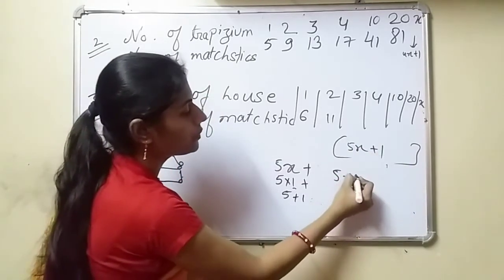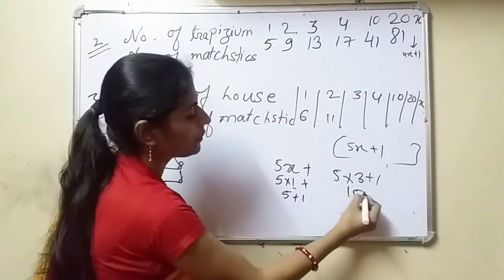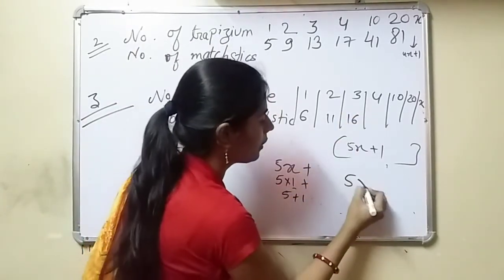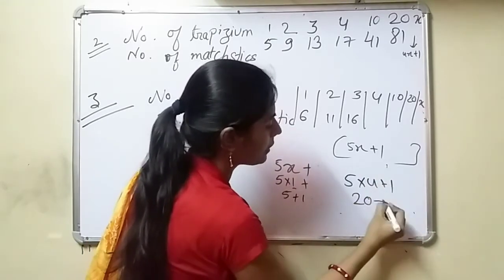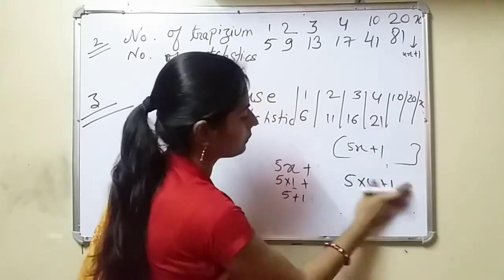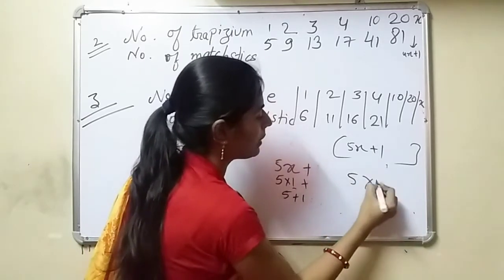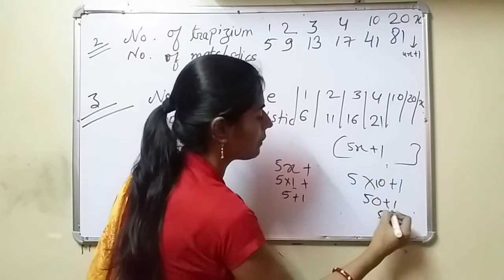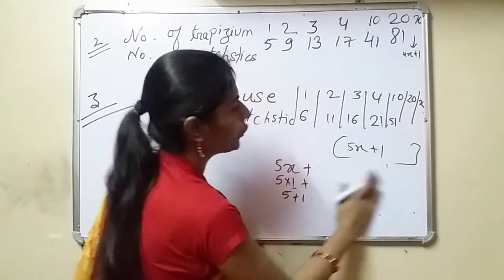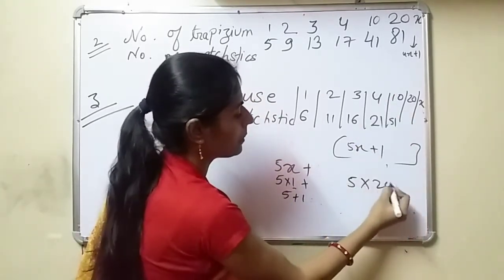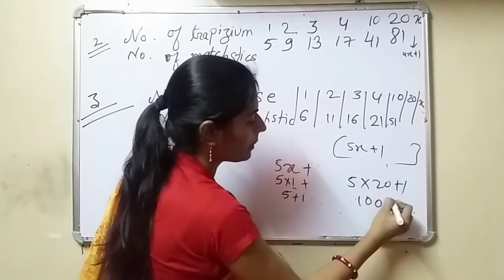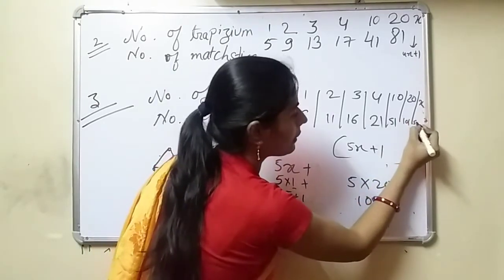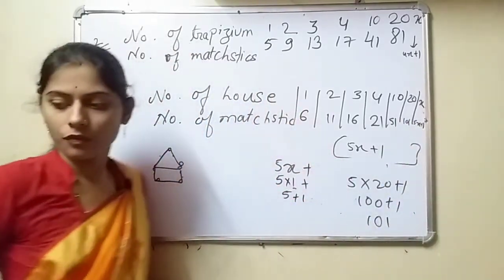Then 5 into 3 plus 1, that is 15 plus 1, that is 16. Okay, now for 4, 5 into 4 plus 1, that is 20 plus 1 will become 21. Then 5 into 10 plus 1, 10 5s are 50 plus 1 will become 51 here. Then for 20 you can find 5 into 20 plus 1, 100 plus 1 will become 101. Then for x, directly you can write the formula here, 5x plus 1.